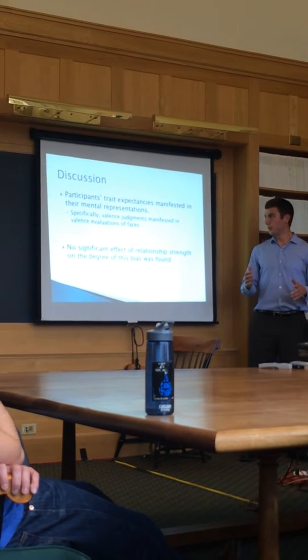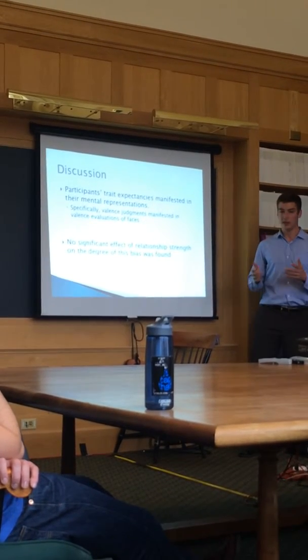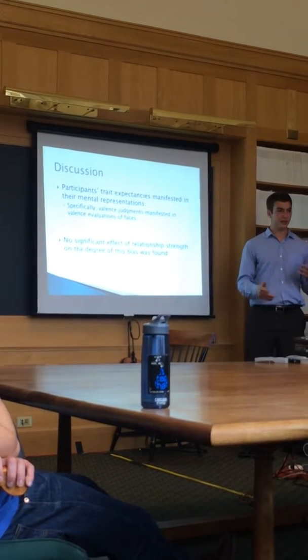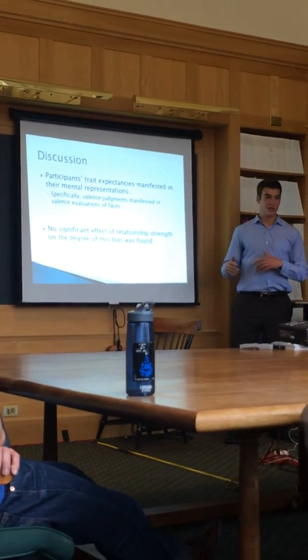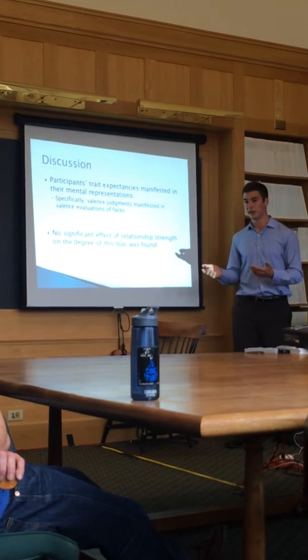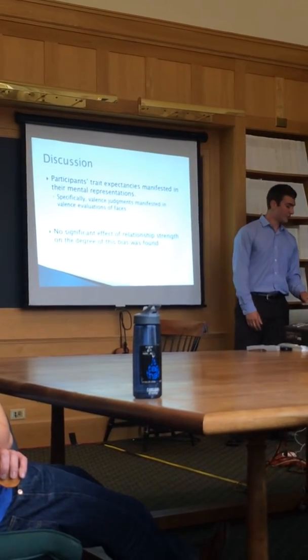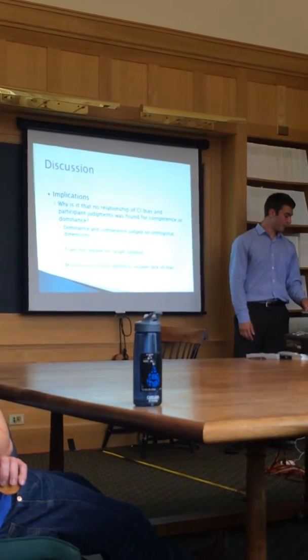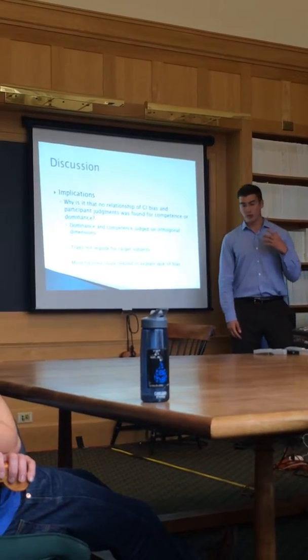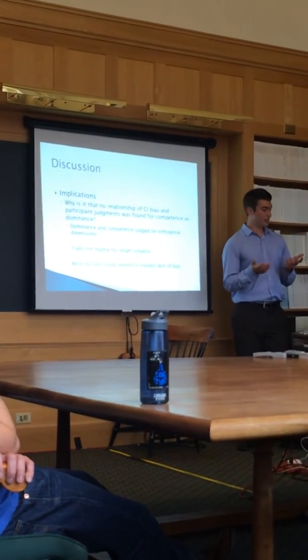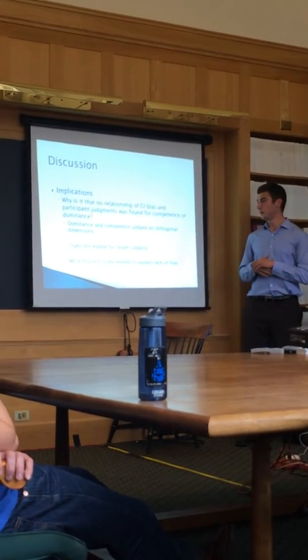So to discuss this a little bit, participants' trait expectancies do seem to manifest themselves in mental representations, and specifically the judgments of the dimension of valence seem to manifest in the valence evaluations of these spaces. And again, no significant effect of relationship strength on this degree of bias was found. So what are the implications of this? Why is it that no relationship of classification image bias and participant judgments was found for competence and dominance?